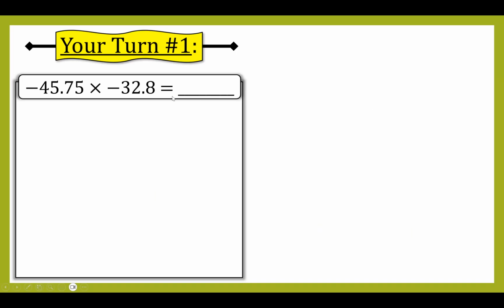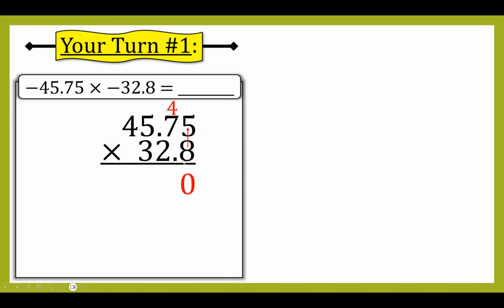Okay, so here I have negative 45.75 times negative 32.8. So I'm going to multiply. So 8 times 5, that will give me 40. 8 times 7, that will give me 56 plus the 4, that will give me 60. 8 times 5 is 40 plus the 6 is 46. And now 8 times 4 is 32 plus the 4 will give me 36.